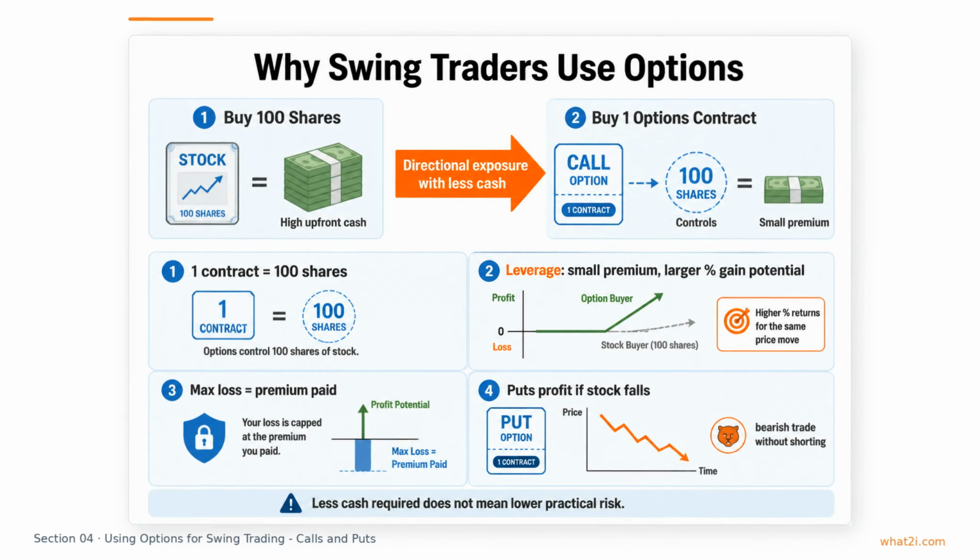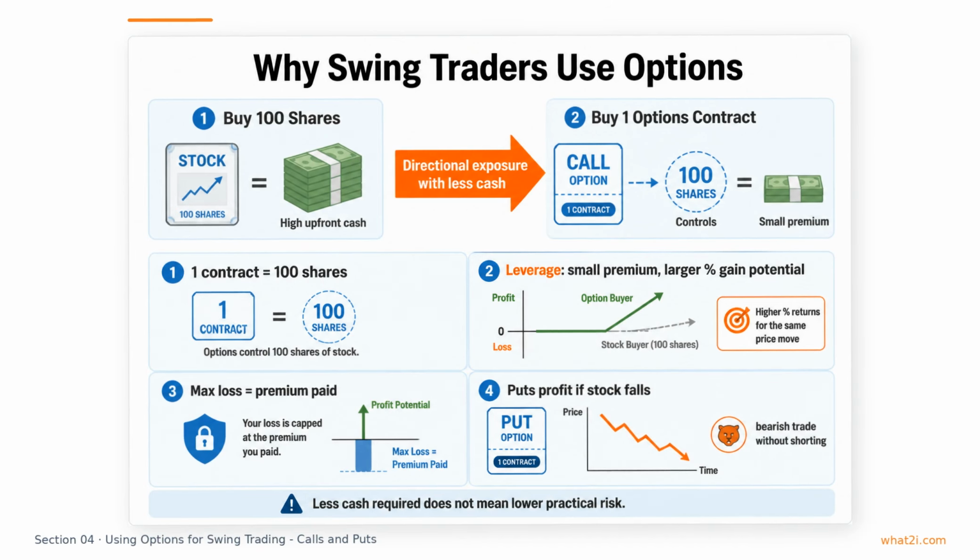Swing traders often use options because they can create directional exposure with less upfront cash than buying shares. One contract usually controls 100 shares, so a relatively small premium can represent a meaningful position. That can lead to large percentage gains if the move happens quickly and the contract responds well. Long options also define maximum loss up front, because the most the buyer can lose is the premium paid. Puts add another advantage by allowing bearish positioning without needing to short stock directly. Still, lower cash required does not automatically mean lower practical risk. Leverage makes good outcomes larger, but it can also make mistakes expensive very quickly.